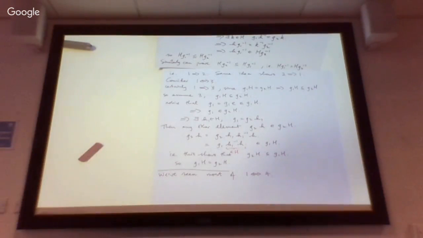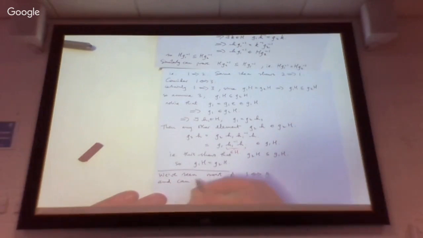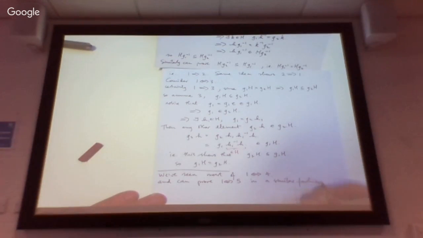So number 4, the equivalence is mostly done, and you can prove 1 if and only if 5 in a similar fashion. So you should definitely try and complete the proofs of those equivalences. It's all just a lot of messing around with the definition of the coset. But it does give us 5 different ways of thinking about two left cosets being the same.